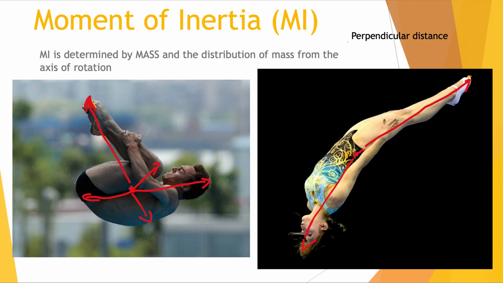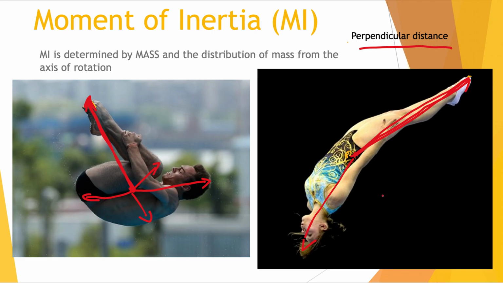And this distance is called the perpendicular distance. So the perpendicular distance from the axis of rotation here is much greater than the perpendicular distance from the axis of rotation here. And this is reducing the moment of inertia and effectively making it easier to rotate. So Tom Daley's doing this here so that maybe he can fit in 3.5 rotations or forward somersaults rather than 2.